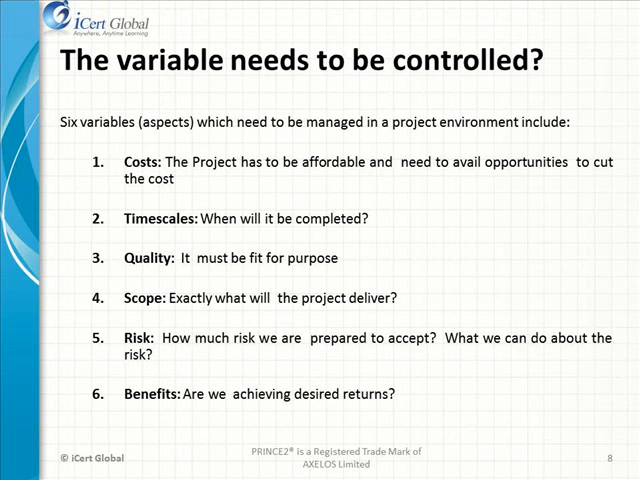The variable needs to be controlled. PRINCE2 is a method that deals with the planning, delegation, monitoring and control of all 6 project variables, which are timescales, costs, quality, scope, benefits, and risks.